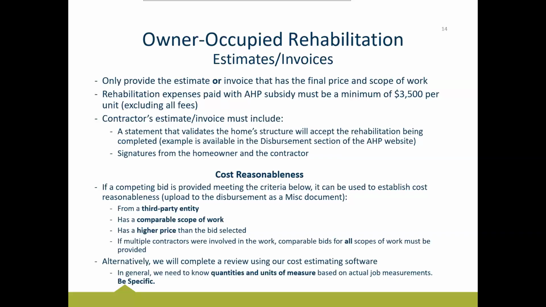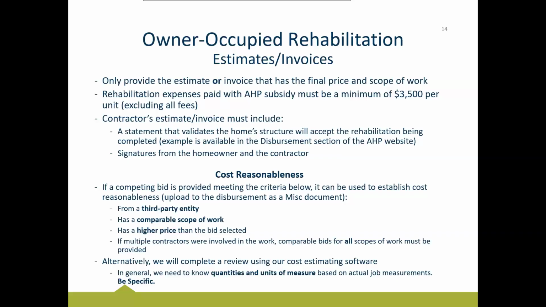It needs to have a comparable scope of work to the bid that was actually selected. So we need to be able to give a one-for-one comparison. We don't want it to be a complete change in scope of work, because then we can't compare the prices. And then, of course, we want to see that the competing bid you provide has a higher price than the one that was actually selected to complete the work.